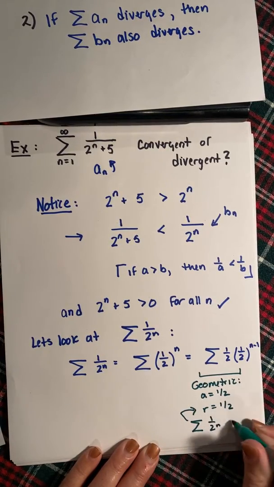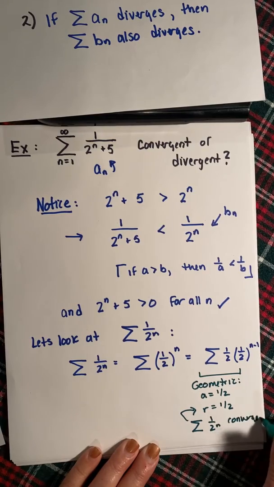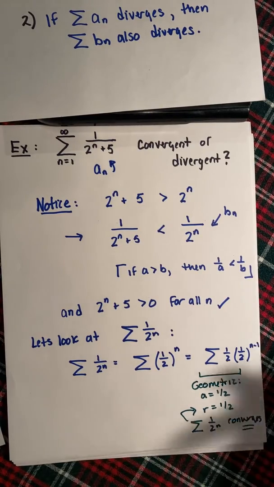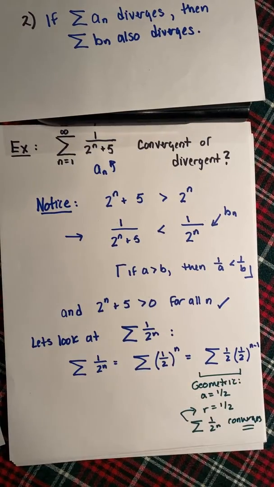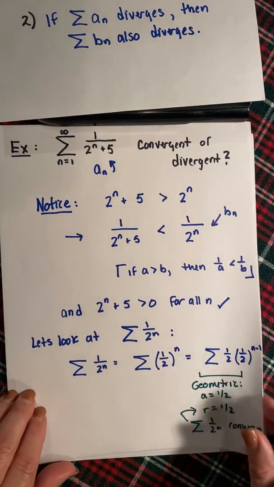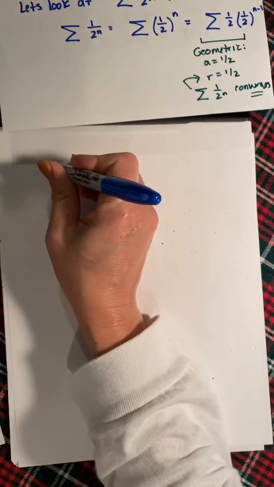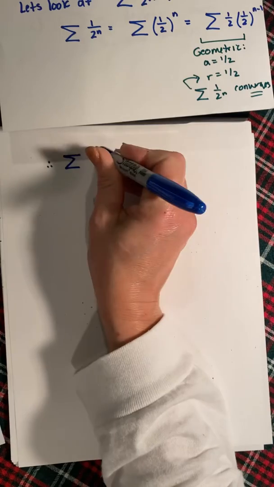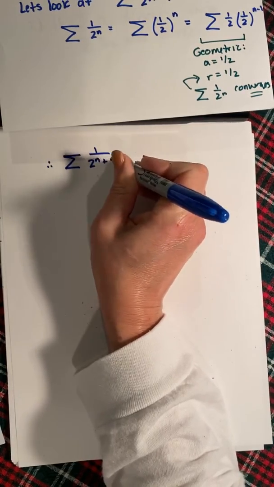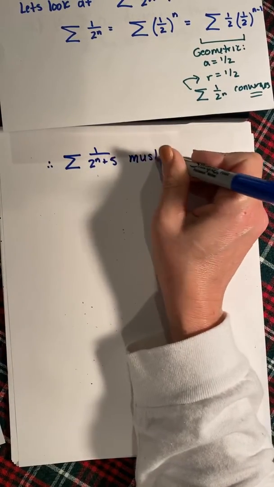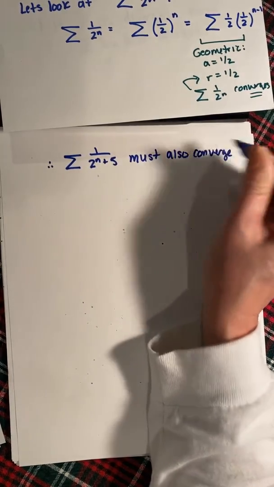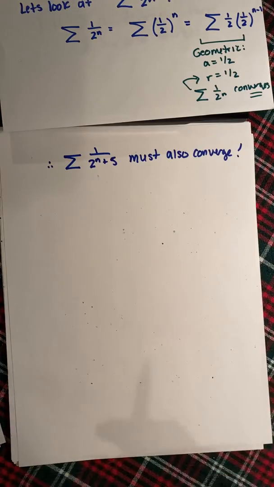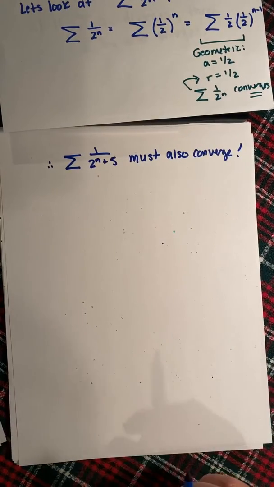1 over 2 to the n converges. So therefore, we bounded this series above by a convergent series. So we can conclude, therefore, 1 over 2 to the n plus 5 must also converge, because we bounded it above by a convergent series.